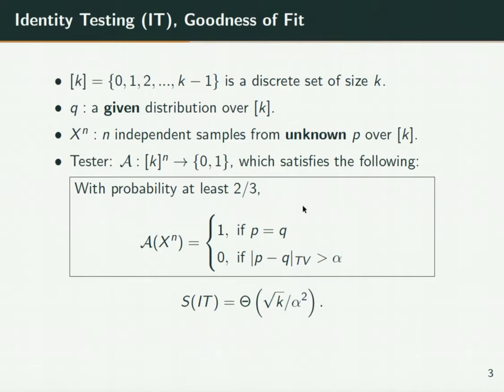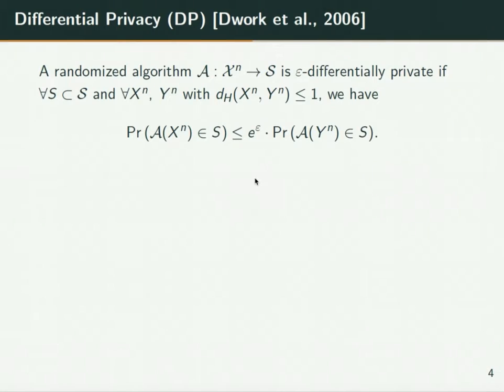Without privacy constraints, this is known to be root k over alpha squared. The privacy notion we are going to use is differential privacy, which is one of the most well-known privacy notions currently. What it requires, roughly speaking, is that if you only change one of the input data points, then the output probability of any output set shouldn't increase by a factor of e to the epsilon.